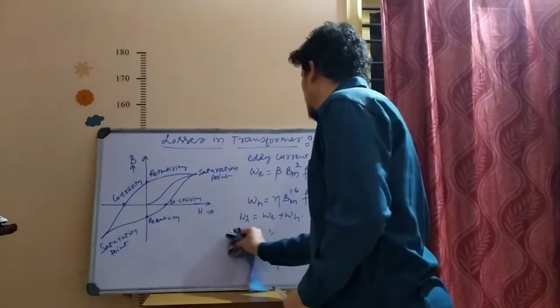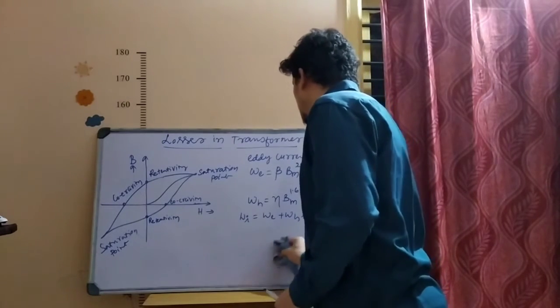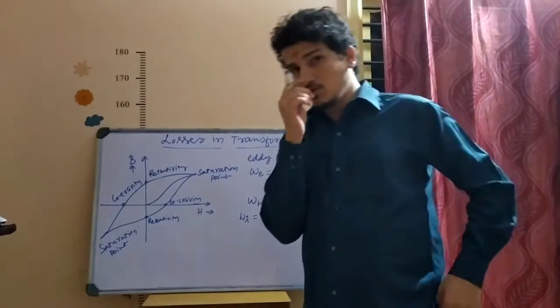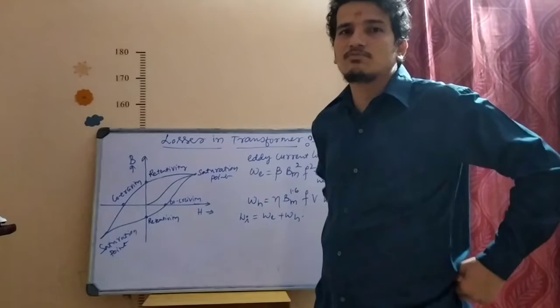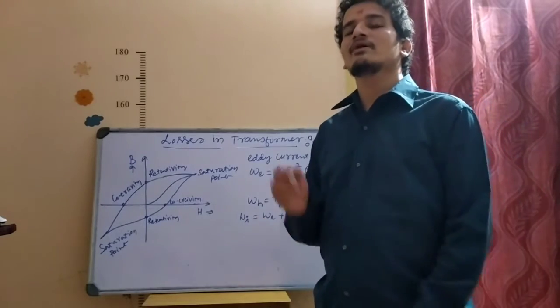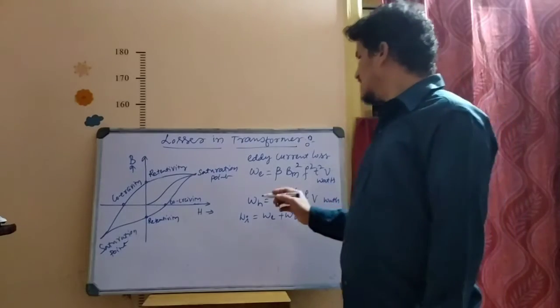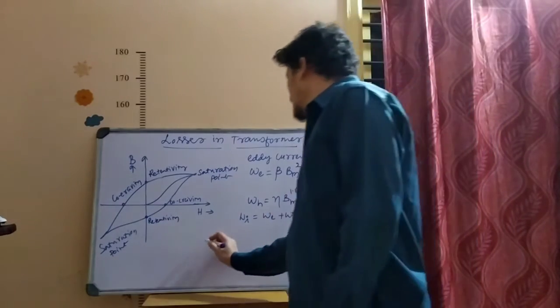if the frequency and flux density are maintained constant, then this eddy current loss is a constant loss irrespective of the load connected to the secondary. This has been already studied in the operation of the transformer on load. Okay. So now hysteresis loss.